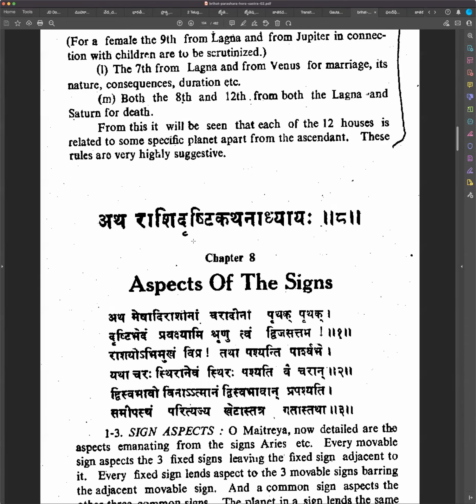We will start next week, sir. Chapter 8, Rashi Drushti. If you have any doubts, people can come and ask, and we can have further discussion.